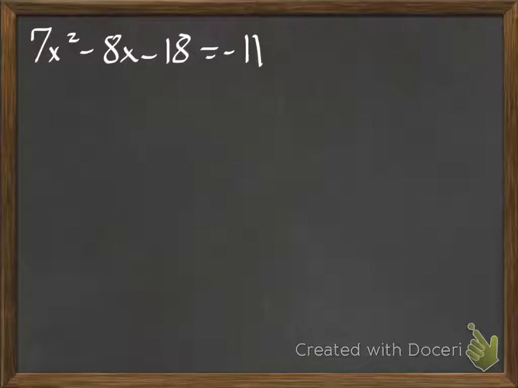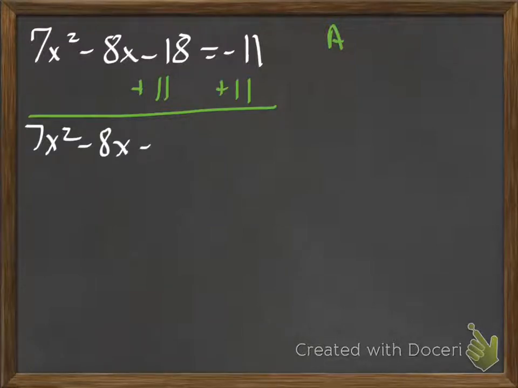And so, first let's write down the first problem: 7x squared minus 8x minus 18 equals negative 11. And so let's identify a, b, and c. Can we? No, why? Because there's an 11 over there, so we have to get the 11 over. And so that leaves us with 7x squared minus 8x minus 7 equals 0. Now can I identify a, b, c? Yes.